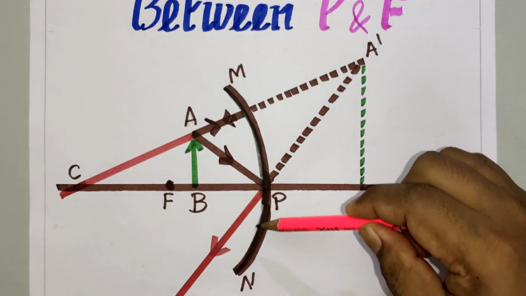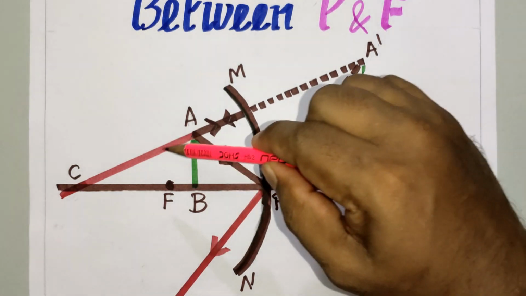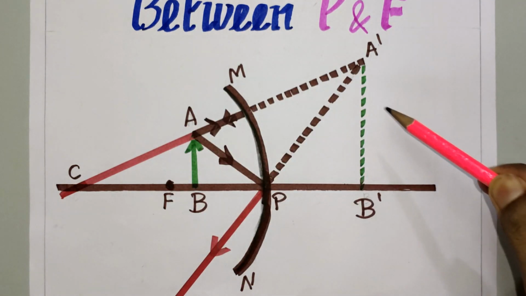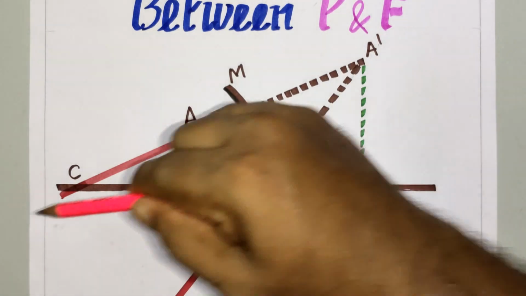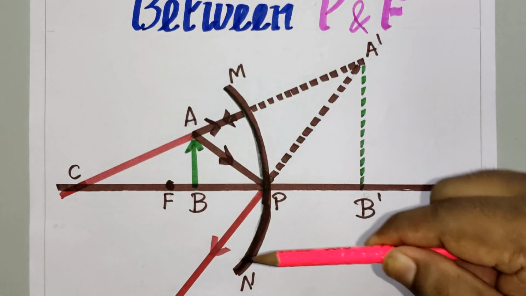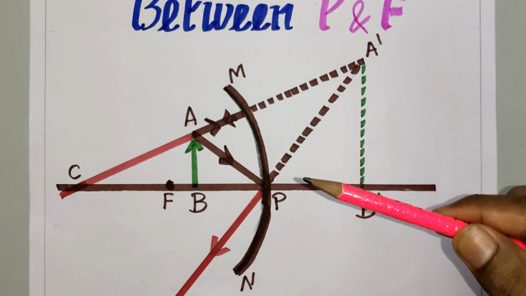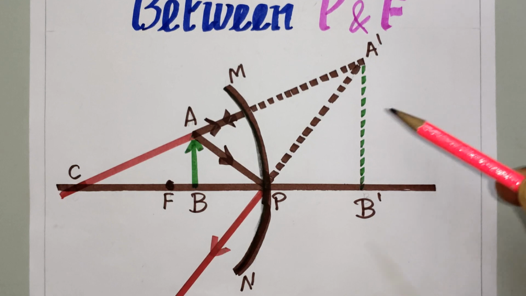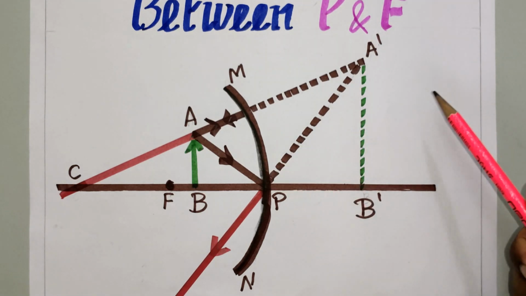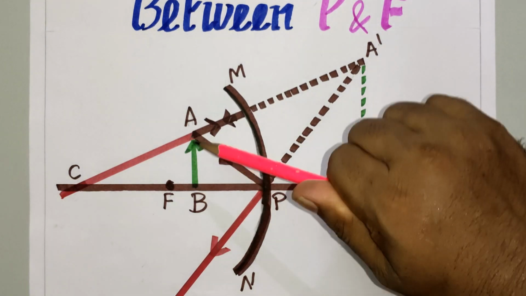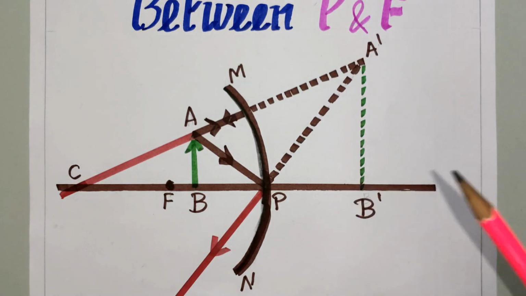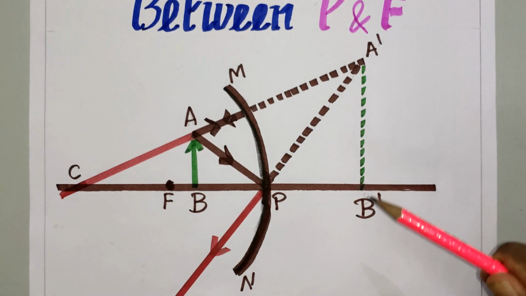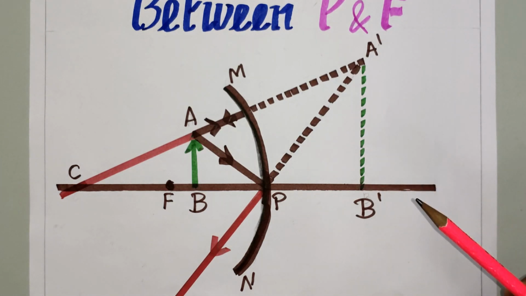After reflection, these rays appear to come from a point behind the mirror as divergent rays. In fact, the rays of light are not coming from the point they appear to. Due to this, we will get the image behind the mirror. For this position, we get a virtual and erect image. A dash B dash is the image.